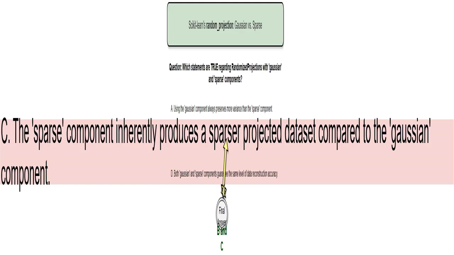This statement talks about the sparsity of the result of the projection. Since the sparse method uses a sparse matrix, lots of zeros, to project the data, the resulting projected dataset will naturally have more zeros itself. It'll be sparser. The Gaussian method, on the other hand, uses a dense matrix, fewer zeros, resulting in a denser projected dataset. Hence, statement C is also correct.